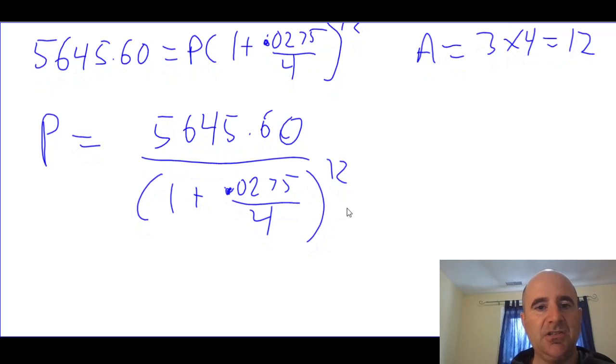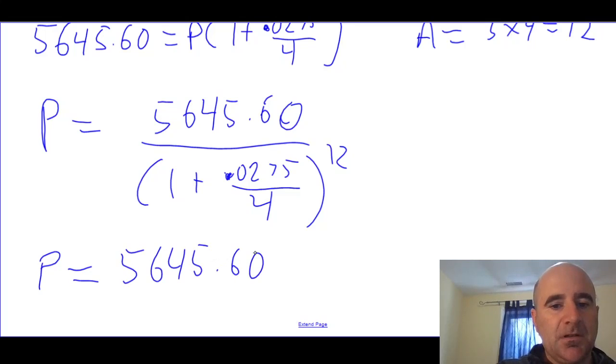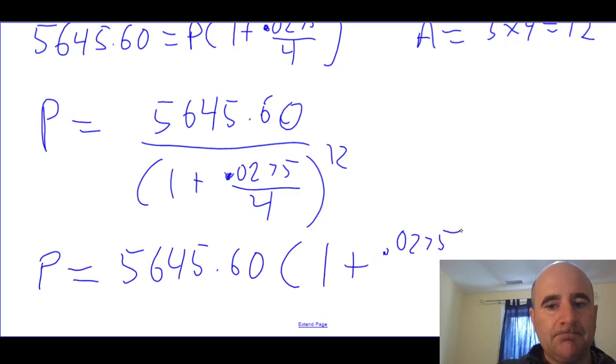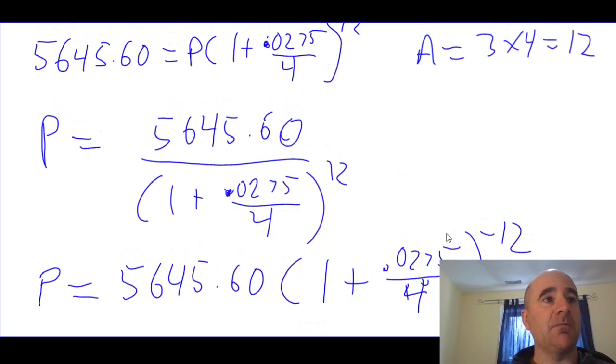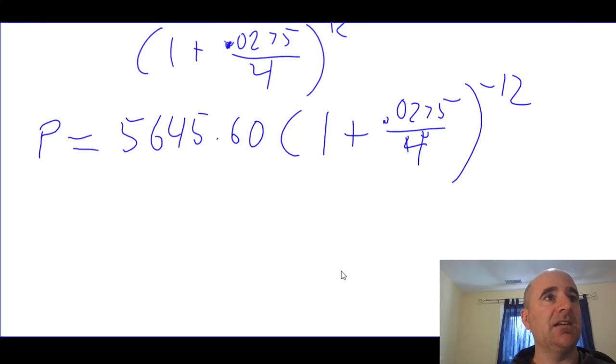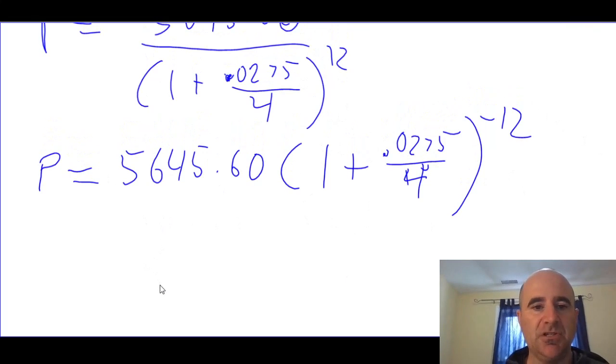Now, actually, an easier way to type it in is to use a negative exponent instead of dividing. So we know that taking something to the power of -12 is the same as dividing. So I think most people actually find that an easier calculation to make than dividing, but it doesn't matter. You can do it either way. So I'm just going to hammer this into my calculator here and see what I get.